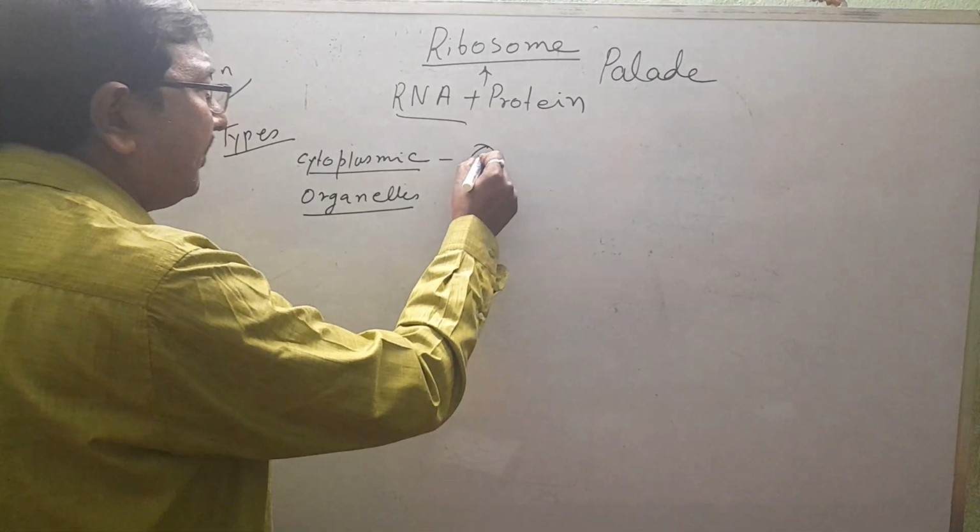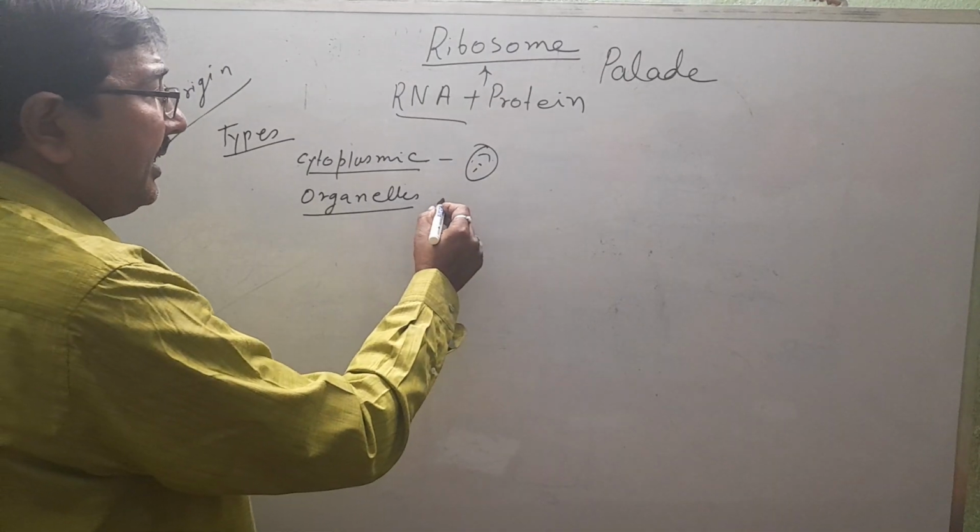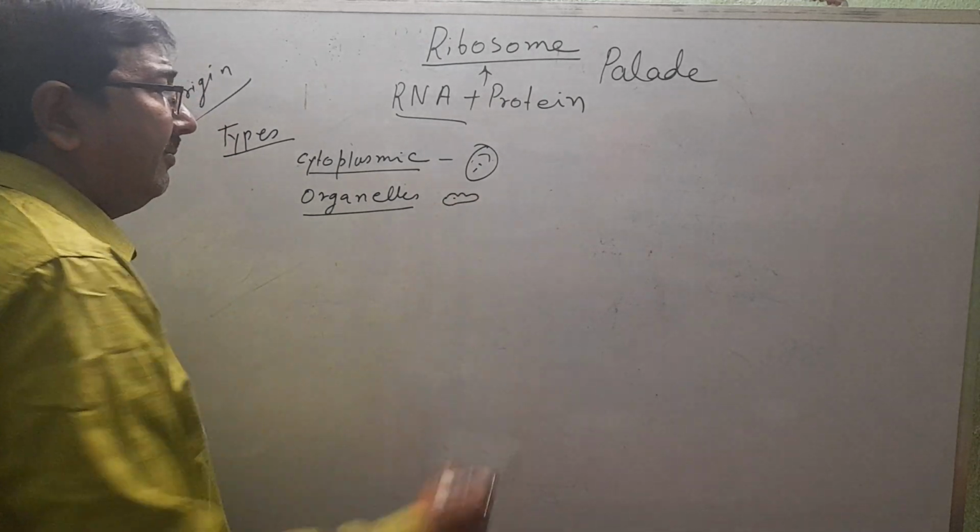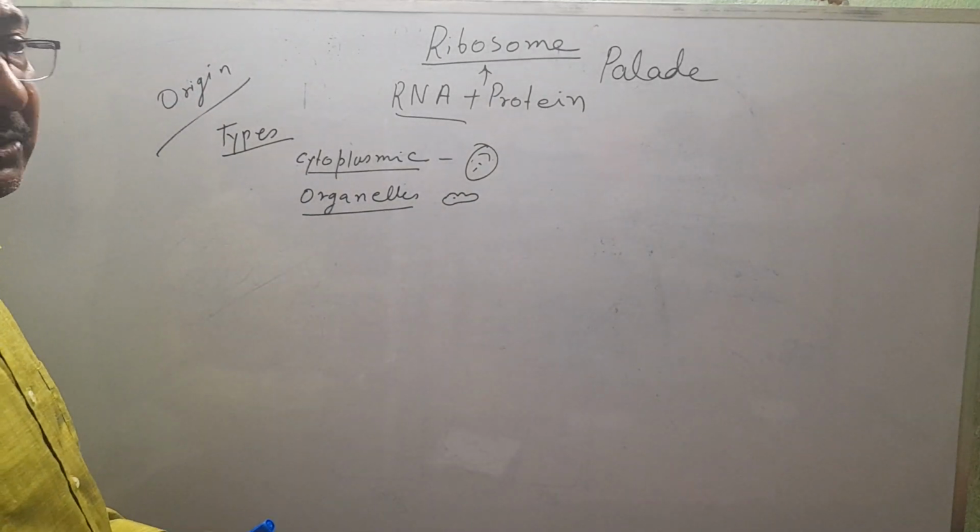Then types of ribosome. There are two types: cytoplasmic ribosome and organelle ribosome. Cytoplasmic ribosome is present free in the cytoplasm, and organelle ribosome is present in mitochondria and plastid. This is the organelle ribosome.